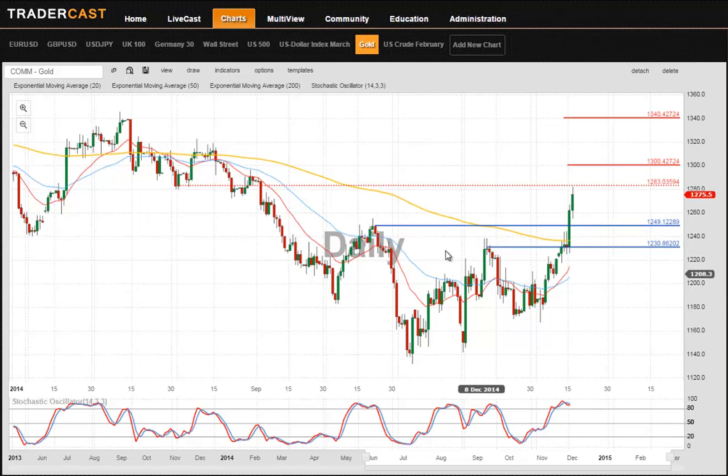In my book, this does appear to be a bullish breakout based on the current market conditions, with 1283, 1300 and 1340 as logical upside resistances.